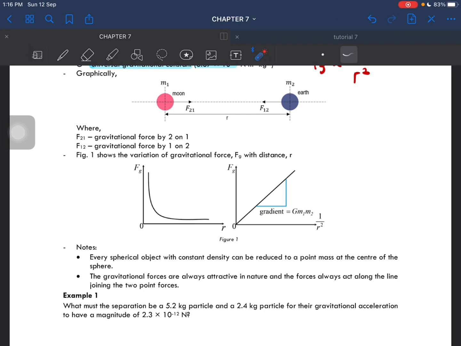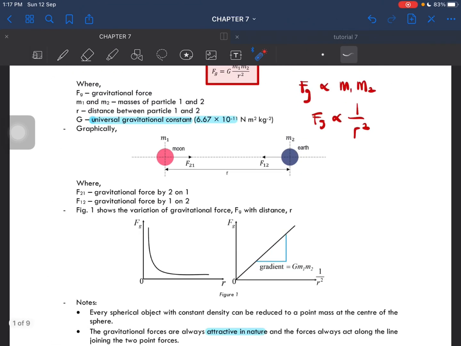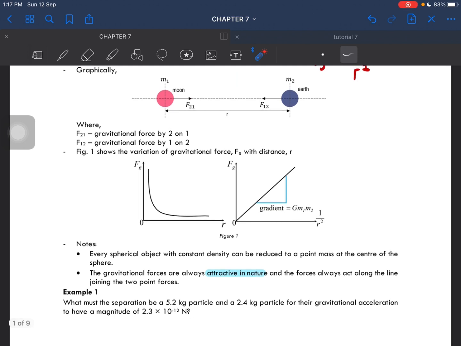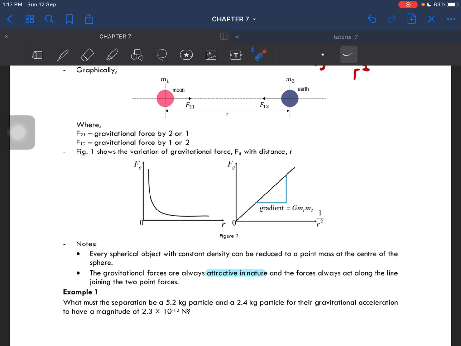You should note that every spherical object that has constant density can be reduced to a point mass at the center of the sphere. Then the gravitational forces are always attractive in nature, and they act along the line joining the two point masses. For example, here there is a line that joins them. The forces always act along this line. Even though it is a spherical object, it can always be considered as a point mass, so we are just going to look at it at the center of the sphere.